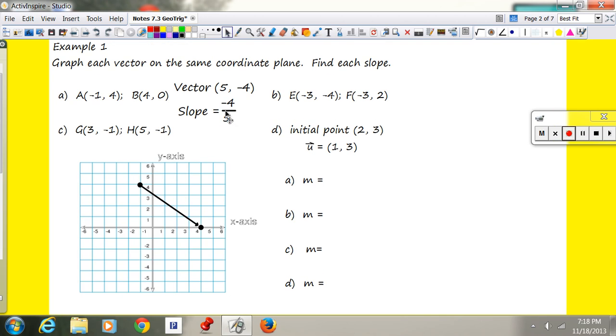And actually, the slope I had set up to put over here. Okay, so your slope for letter A, this is the vector right here, and then your slope is -4/5. Okay, so try these on your own and then see if you can get them right. I'll pause it and do them and then put it back on.